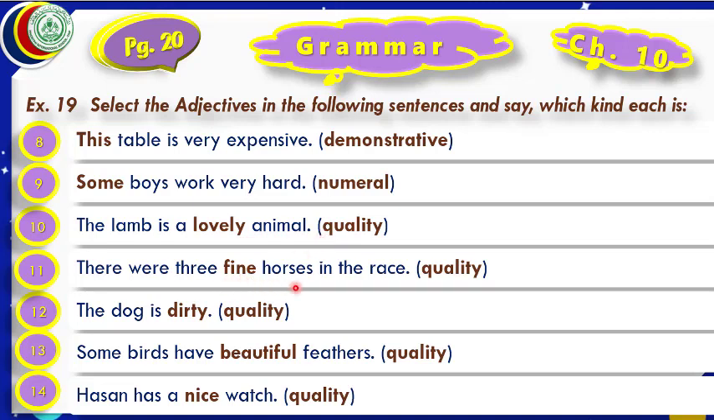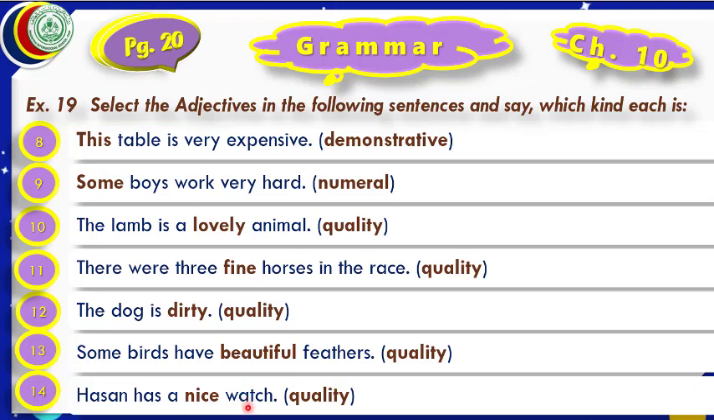There were 3 fine horses. How many? 3. Fine is the quality. The dog is dirty. Dirty is the quality. Some birds have beautiful feathers. Beautiful is the quality. This will be adjective of quality.